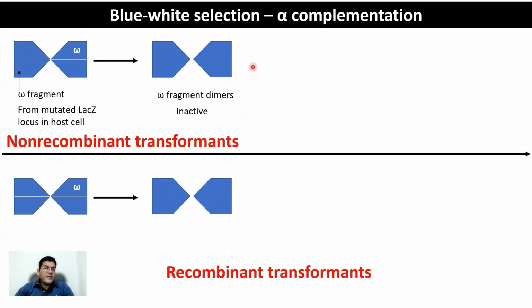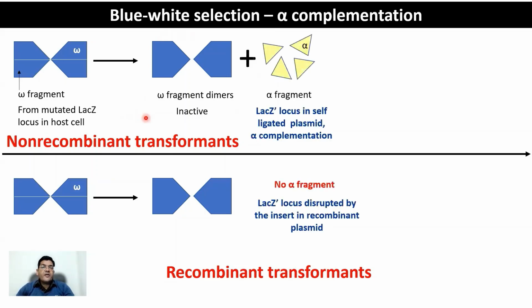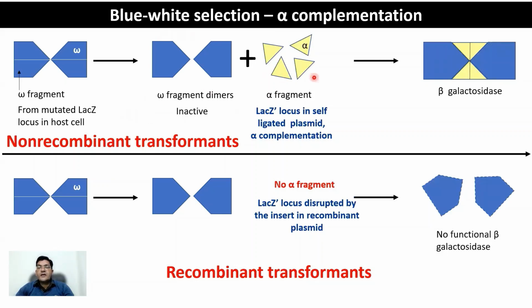The complete functional enzyme also requires the alpha fragment, and the alpha fragment is encoded in trans through the plasmid. So in case of non-recombinant transformants, where the lacZ prime is intact, you have the formation of alpha fragments, and the two combine together to give you a functional beta galactosidase. However, in case of recombinant transformants, the gene of interest sits within the lacZ prime locus, and therefore the lacZ prime locus is disrupted by the insert in the recombinant plasmid, and you do not get an alpha fragment. And hence, the functional beta galactosidase is not formed here.